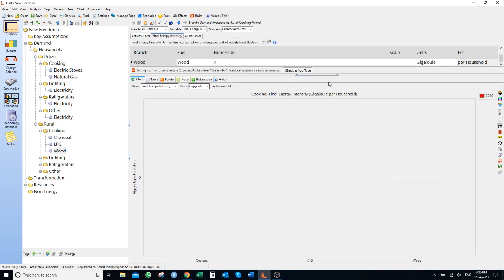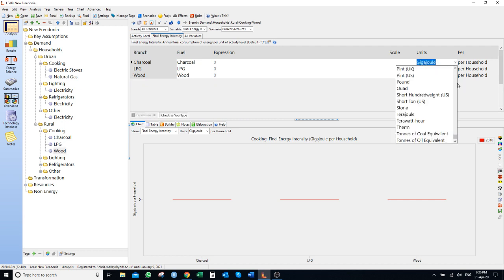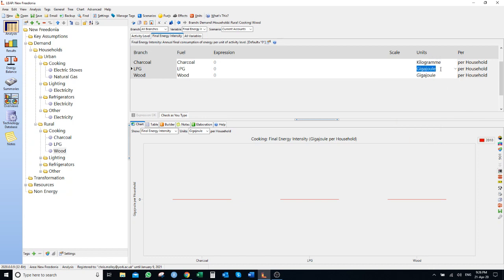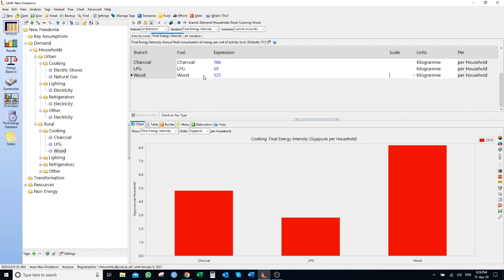And I'm told the energy intensities as well. So the energy intensity of charcoal, the amount of charcoal that is consumed in these households, 166 kilograms per household. LPG, 59 kilograms per household. Wood, 525 kilograms per household.